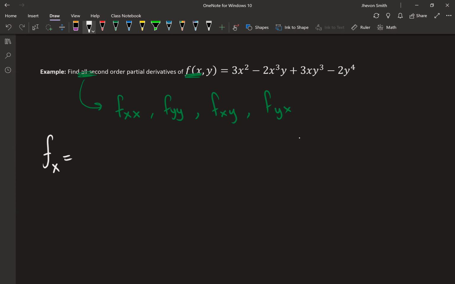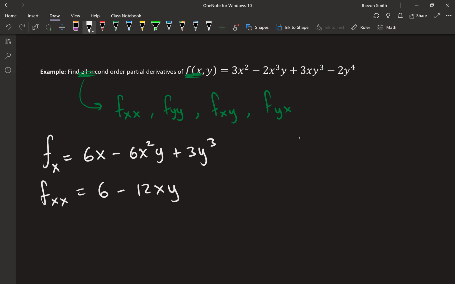Fx, well, I would say 6x subtract 6x squared y plus 3y cubed, and you would get minus 0, simple as it is. Okay, and so what is fxx? Fxx, oh, easy. 6 subtract 12xy, and you would get 0, simple as it is, like at the end, plus 0. That's what I mean. All right.